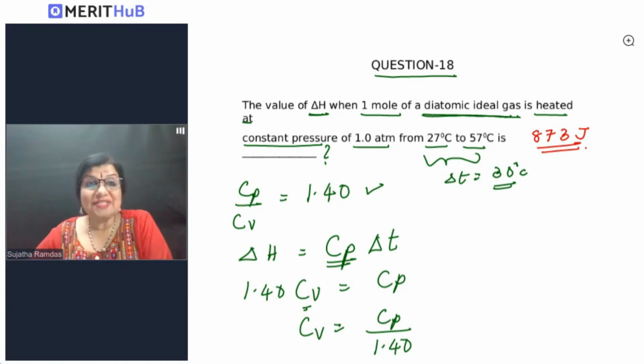So these were two questions from the chapter Thermodynamics, which again involves a lot of numericals, a lot of formulae. Okay, so only two concepts have been chosen here.